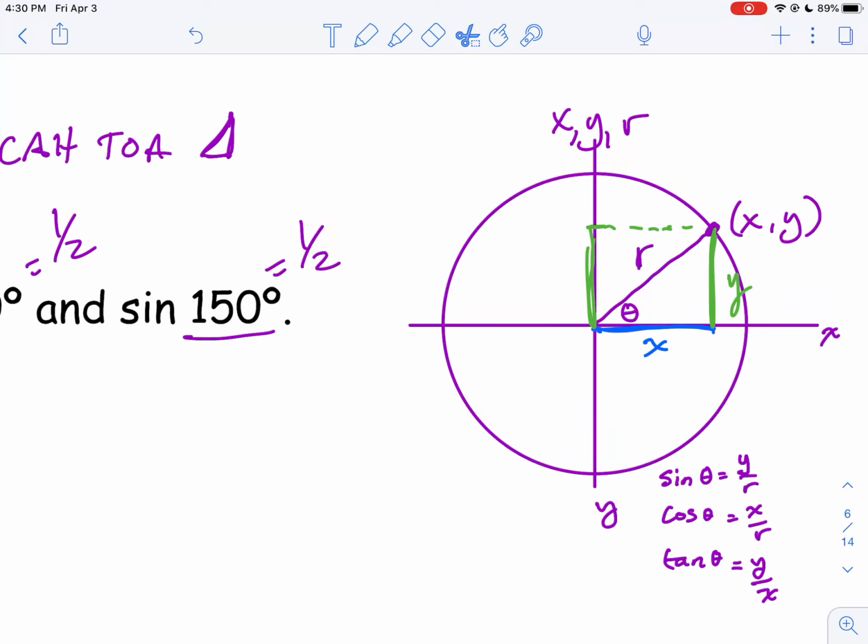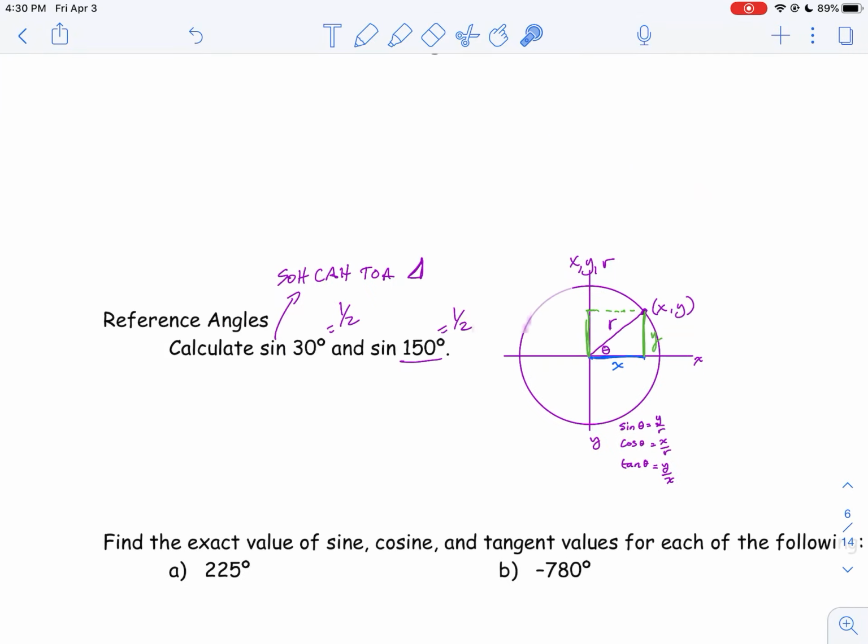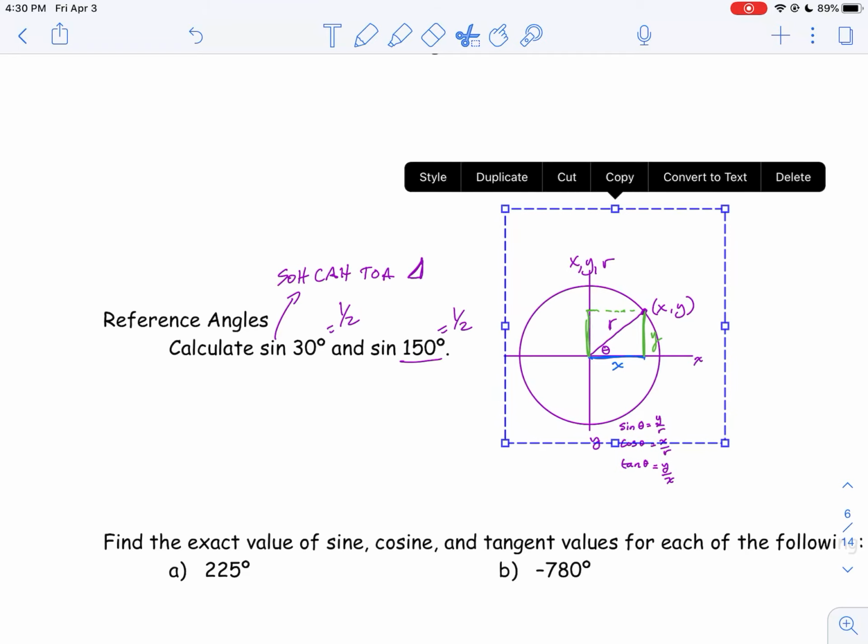But we are going to switch over and we're going to use these definitions extensively. So make sure you're comfortable with them and where they came from. Because that's going to help us understand sine of 30 and sine of 150. So kind of like this picture. I'm going to see if I can drag it over there with me.